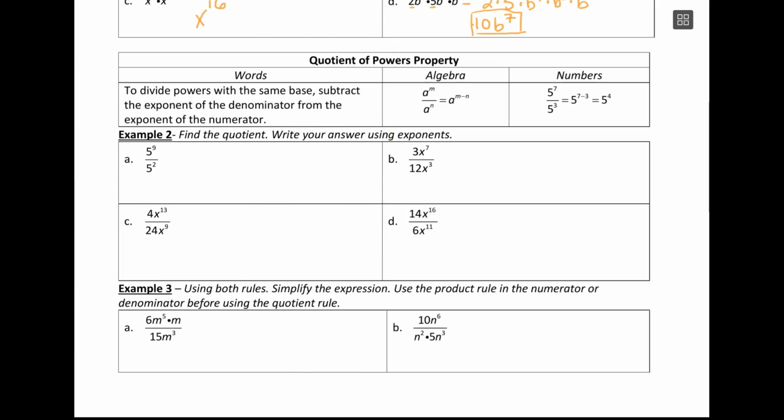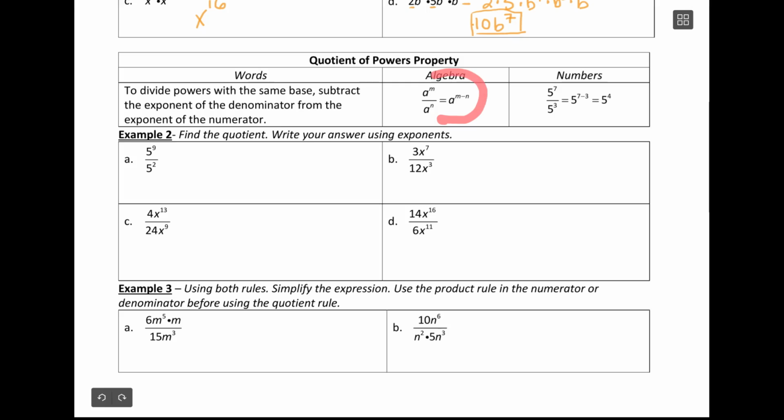The quotient property is very similar to the multiplication property, or the product property, except now it's subtraction. So when we multiply, we add exponents. When we divide, we subtract exponents. You can see that here in our two examples.